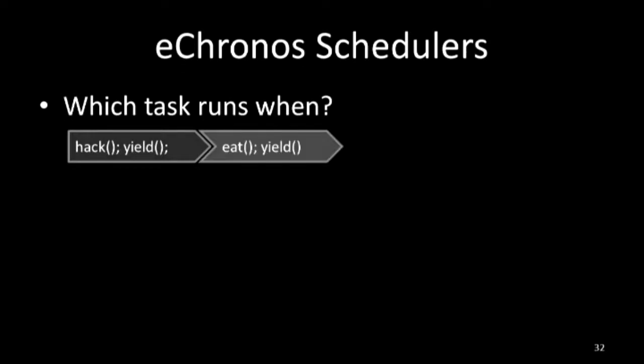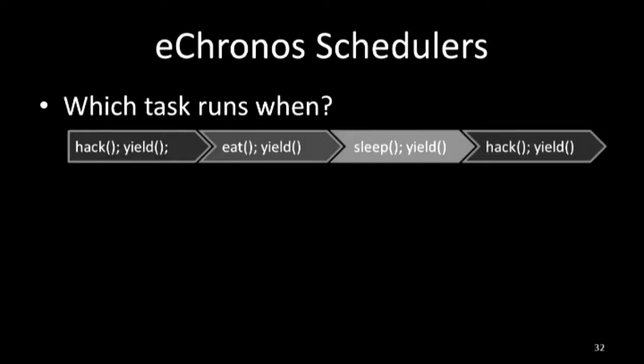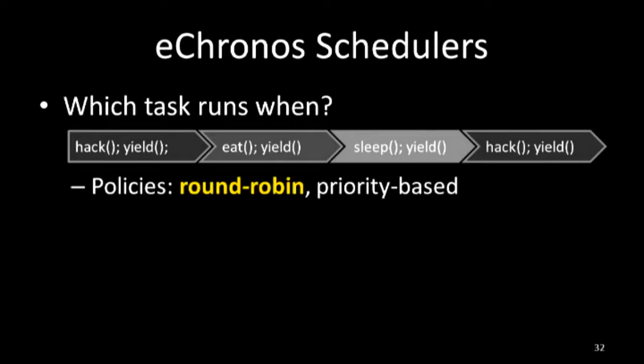Now the question is, when do those tasks run and who decides that? That's what the scheduler is for. So say we have the hack task starting out. Well, it will run for some time and then switch to the eat task and then to the sleep task and then back to the hack task. And in which order do we do that? Well, that depends on the scheduler policy. You can configure that if you want. You can choose different schedulers in eChronos. It supports mainly round robin and priority based. This is what we are doing in this tutorial.